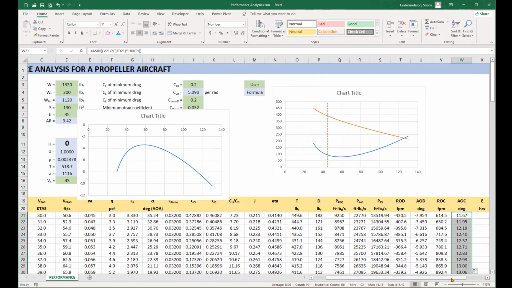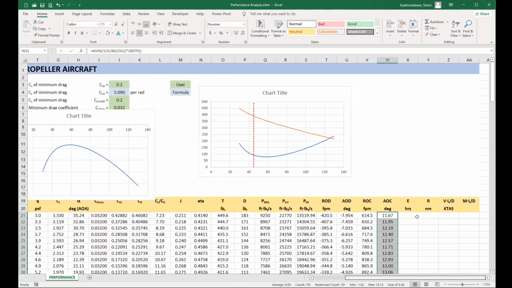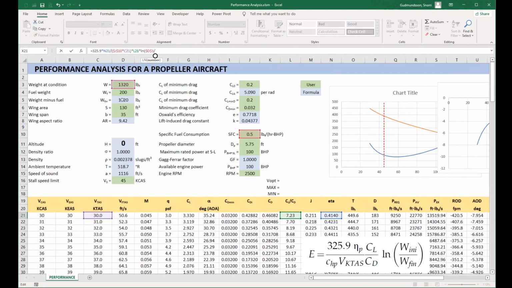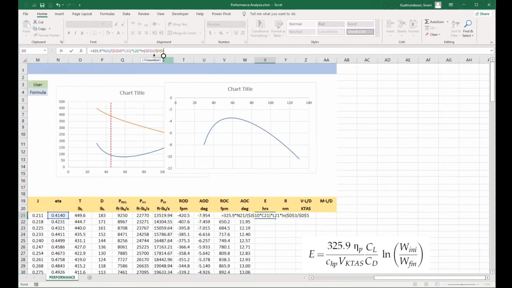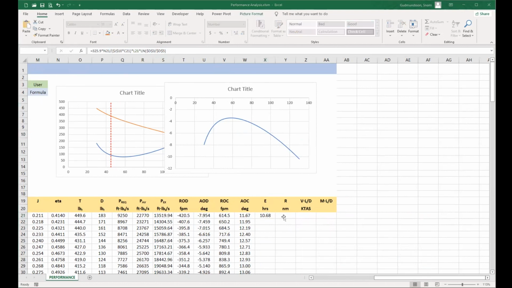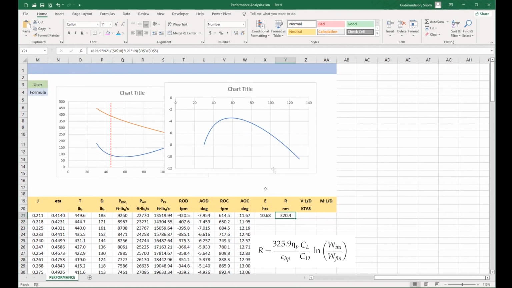The column marked E stands for endurance. For propeller aircraft, it is given by equation 20-22 or 21-69 for cruise profile number 3. The column marked R stands for range. For propeller aircraft, it is given by equation 20-12 or 21-38 for cruise profile number 3.